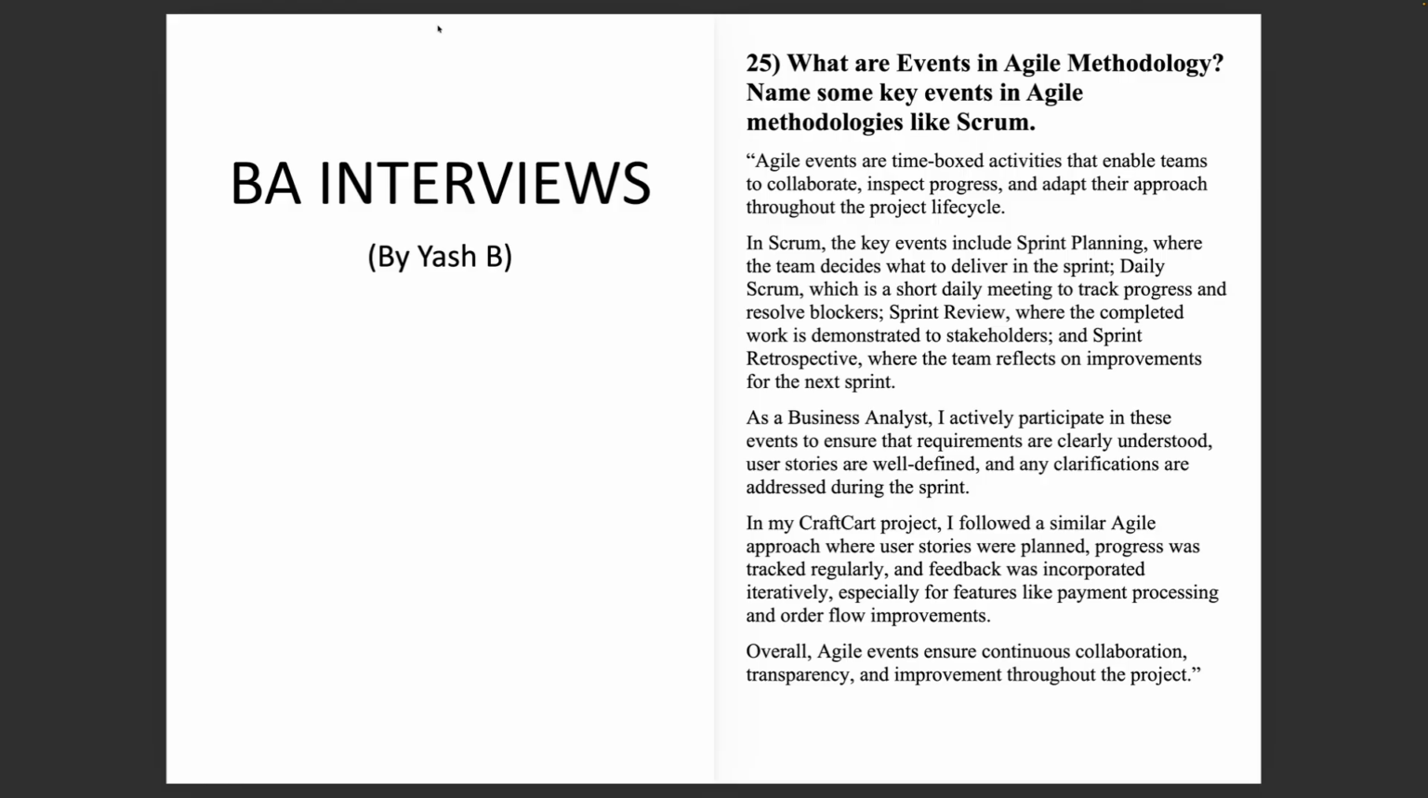As you can see in my CraftCart project, I followed a similar agile approach where user stories were planned, progress was tracked regularly, and feedback was incorporated iteratively, especially for features like payment processing and order flow improvements. Overall, agile events are time box activities, remember that, that enable team to collaborate, inspect progress, and adapt the approach throughout the project lifecycle.